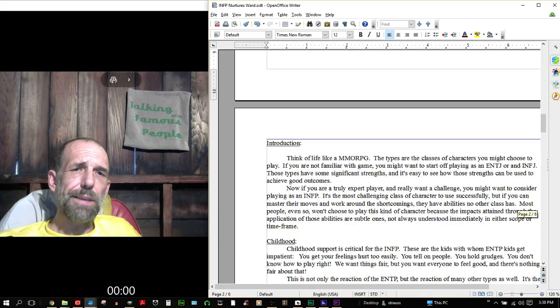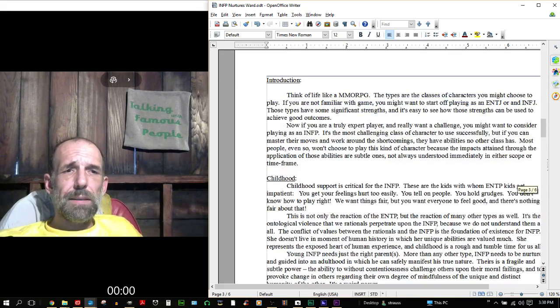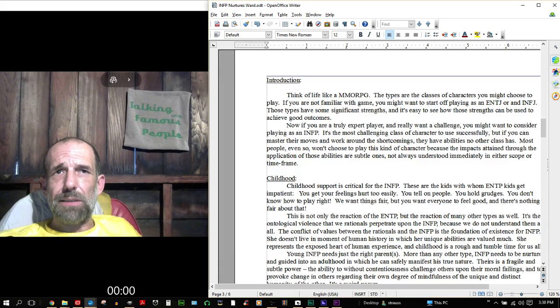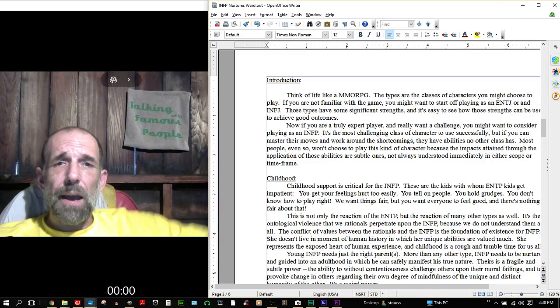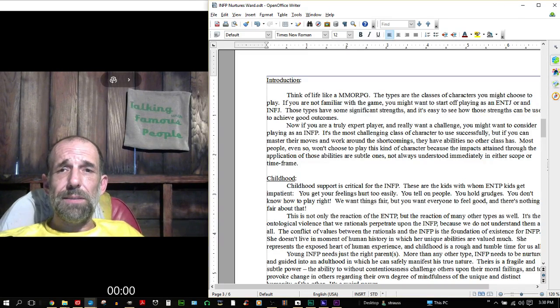All right, now the part to read. Introduction. Think of life as an MMORPG. The types are the classes of characters you might choose to play. If you are not familiar with the game, you might want to start off playing as an ENTJ or an INFJ. Those types have some significant strengths, and it's easy to see how those strengths can be used to achieve good outcomes.